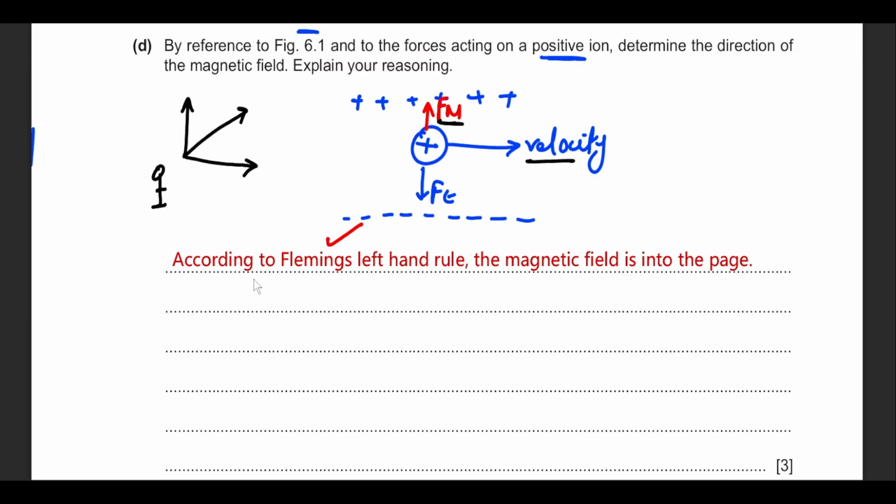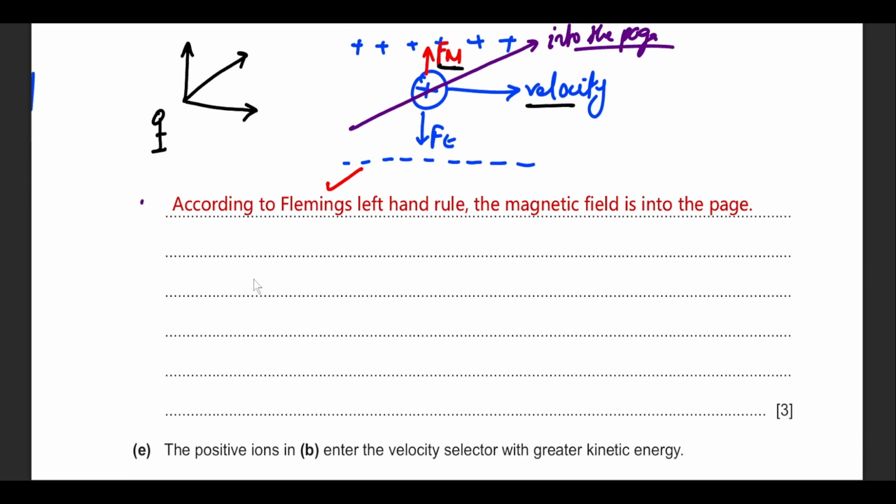which means that the magnetic field is actually like this. The magnetic field is into the page. So that's how you justify that the magnetic field is into the page. You explain everything, and then according to Fleming's left-hand rule, you just conclude that the magnetic field is into the page.